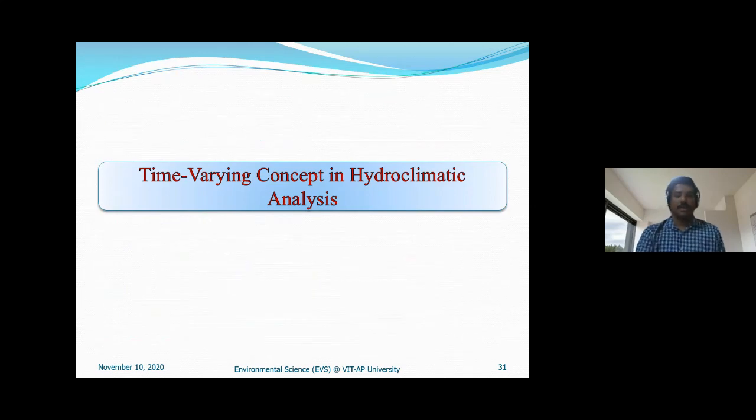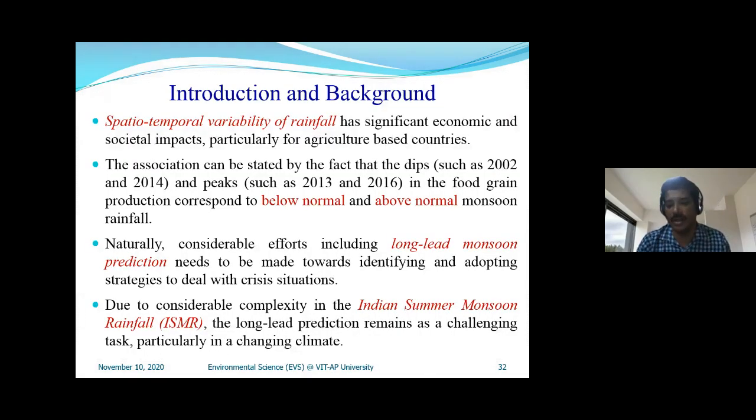Next, I'm taking you to another concept. It is called the time varying concept. Time varying concept means that over time, things are changing, and how to model those things. Again, I'll just give you only the overall background to this one so that you can have a look at a later stage if you become interested.